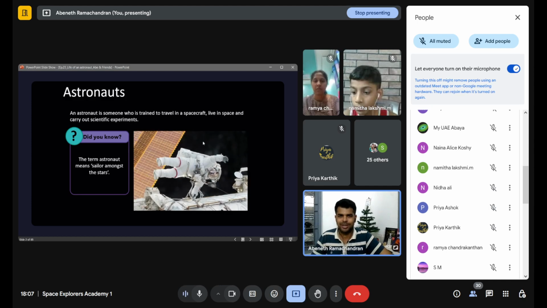He has a very cool job, that is to ride across the space and ride across the sky, and along with that he has to do a lot of other things also. He has to do a lot of scientific experiments, he has to do some maintenance of the spacecraft, so many things. What an astronaut actually does is what we are going to see today. We'll also take the example of Sunita Williams.